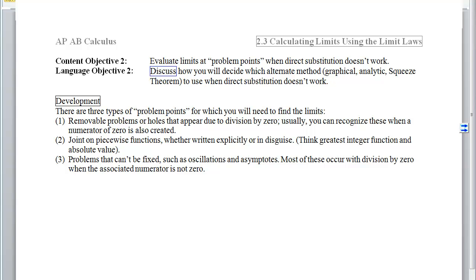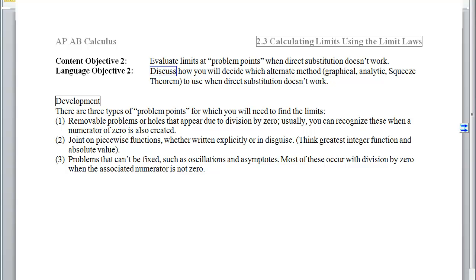So when you're done, I'd like you to be able to discuss how you decide which alternate method is appropriate. Before we get into this, you have to know that there are three types of problem points for which you will need to be finding the limits. And you'll notice that these problem points are very closely linked to all the domain issues that we had in earlier sections.